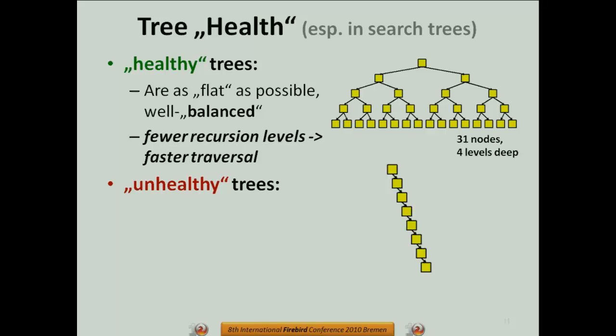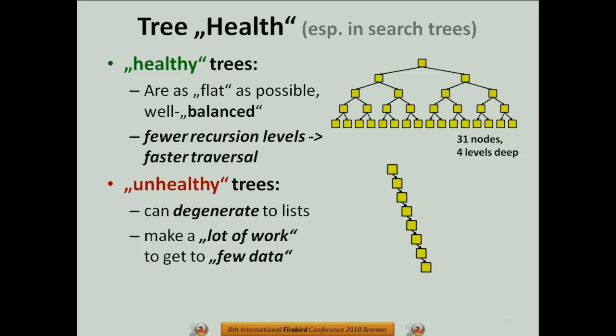The opposite is an unhealthy tree that looks like this. Technically, it's also a tree, but it doesn't really look like a tree. And this is the first thing you hit when you try to build a binary search tree and pump in data, and the data is already sorted in the way that you want to get it out. If you don't balance the tree, it'll look like this. That's what we call degeneration. You can have a degenerated tree that isn't really a tree anymore.